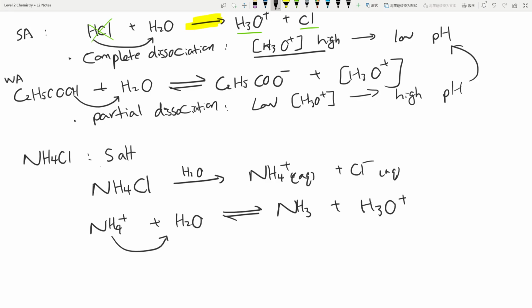So this is two steps of equation. The first part is dissolving, when the solid salt dissolves. Once they have dissolved, the NH4+ will further dissociate with the water molecules to form a very low concentration of NH3 and H3O+. So this is partial dissociation.